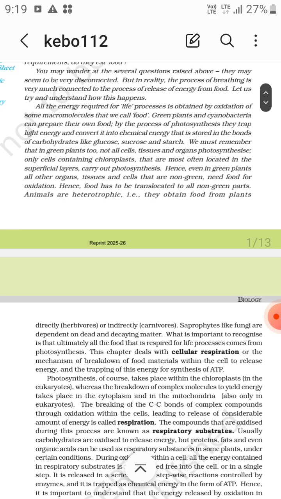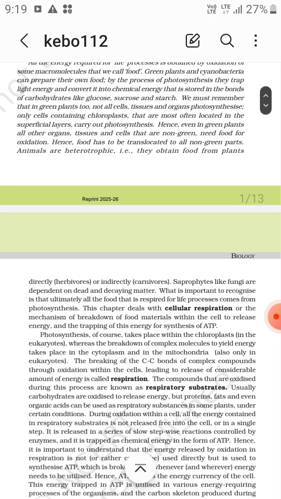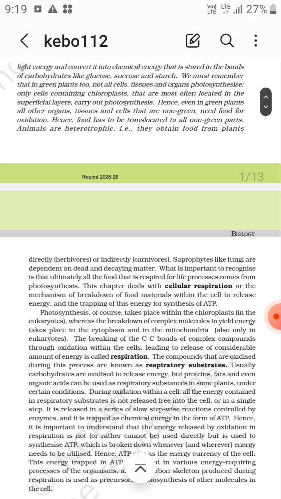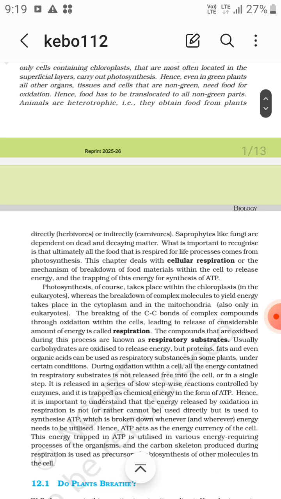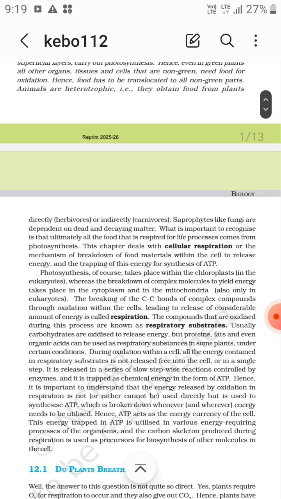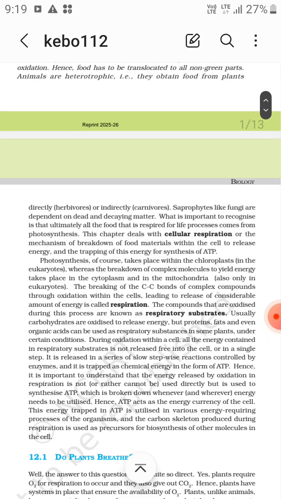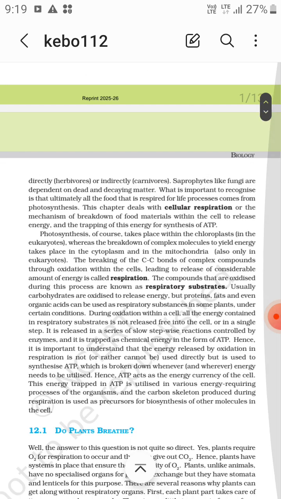Animals are heterotrophic, that is, they obtain food from plants directly if they are herbivores, or indirectly if they are carnivorous, like us, like humans. Saprophytes like fungi are dependent on dead and decaying matter. So ultimately all the food that is required for life processes comes from photosynthesis.